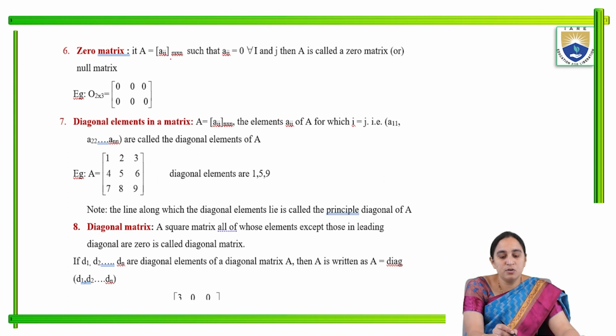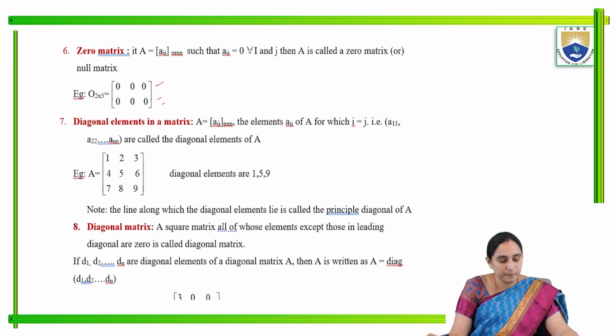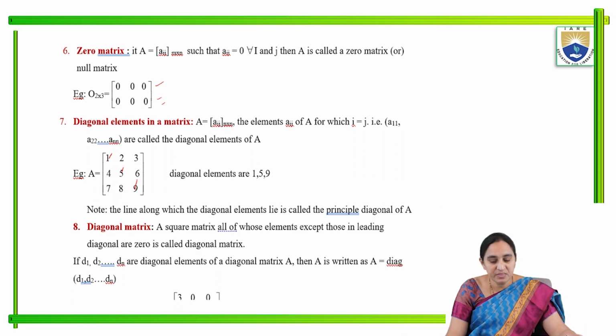Next, zero matrix. If A equals Aij such that Aij is equal to 0, then A is called a zero matrix or null matrix. That means all the elements are equal to zero. Next, diagonal elements in a matrix. For A equal to Aij, the elements Aij of A for which i is equal to j are called the diagonal elements of a matrix. In the given matrix, what are the diagonal elements? 1, 5, 9 are the diagonal elements. Note, the line along the diagonal elements is called the principal diagonal of A.